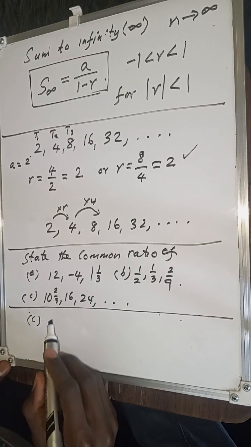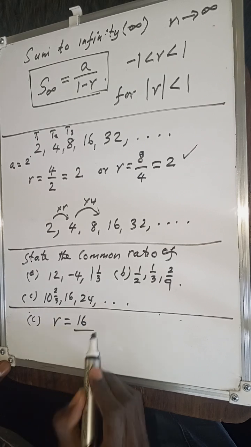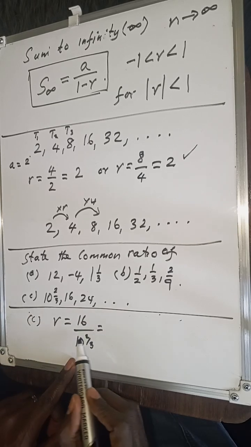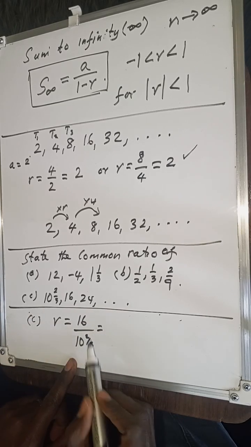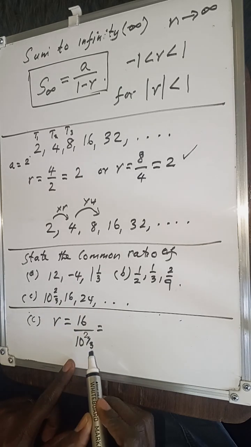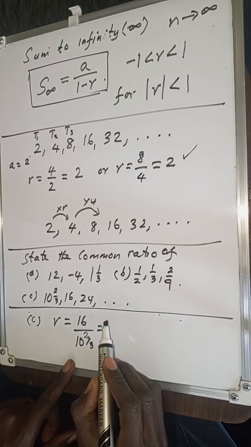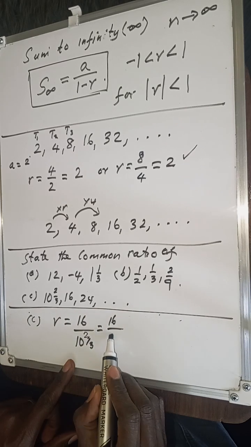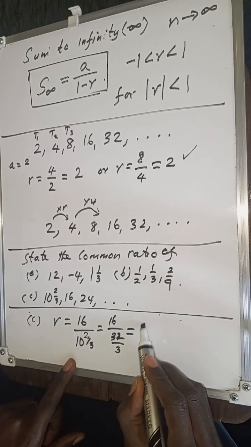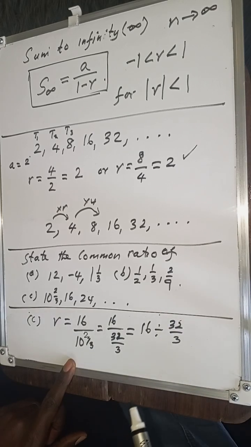It says they have given you, so to find the common ratio, you get your 16 divided by 10 2 over 3. But of course, you can change that one to an improper fraction by simply saying 3 times 10, that is 30, plus 2, that is 32. So it is like 16 divided by 32 over 3, for simplicity's sake.